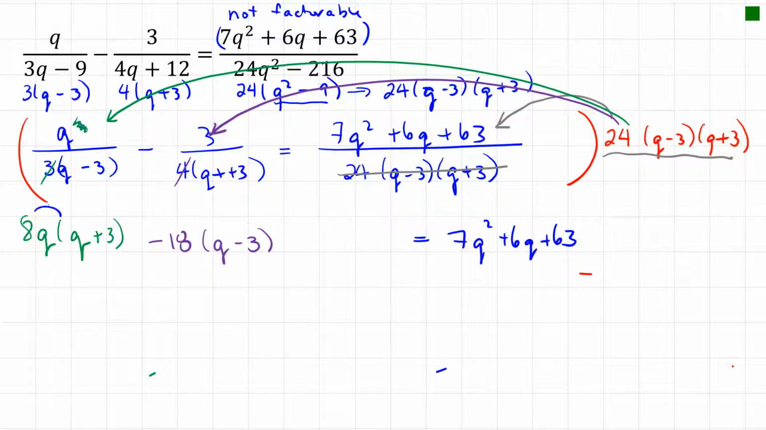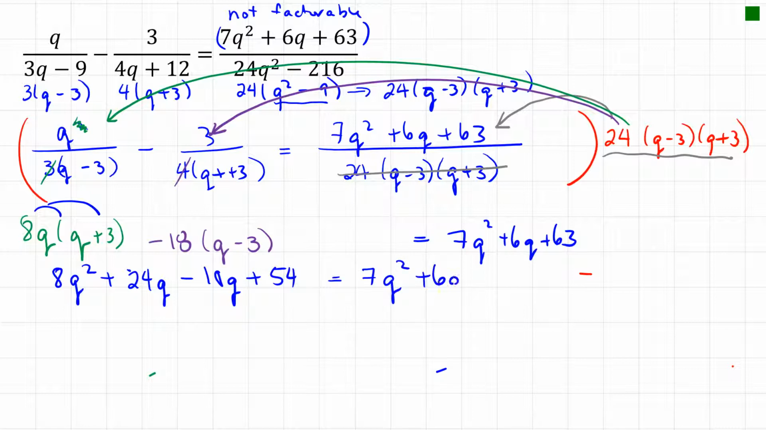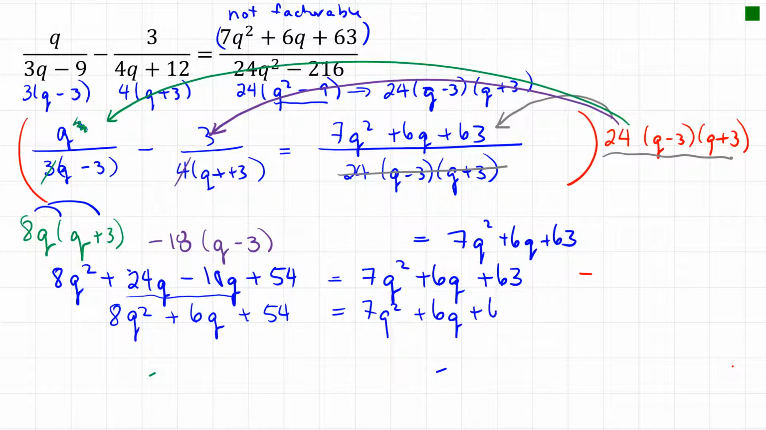I'm going to multiply this into the bracket. And the next one as well. And just rewrite that same old trinomial on the right hand side. Now what I notice here is that I have some like terms. So I have 8q squared plus 6q plus 54 equals 7q squared plus 6q plus 63.